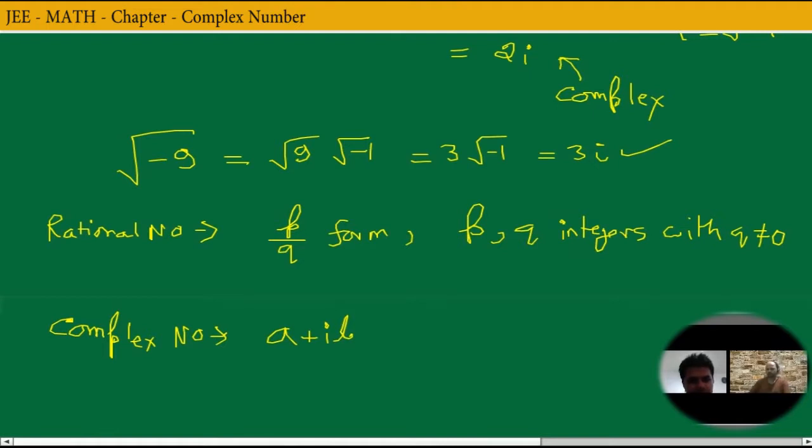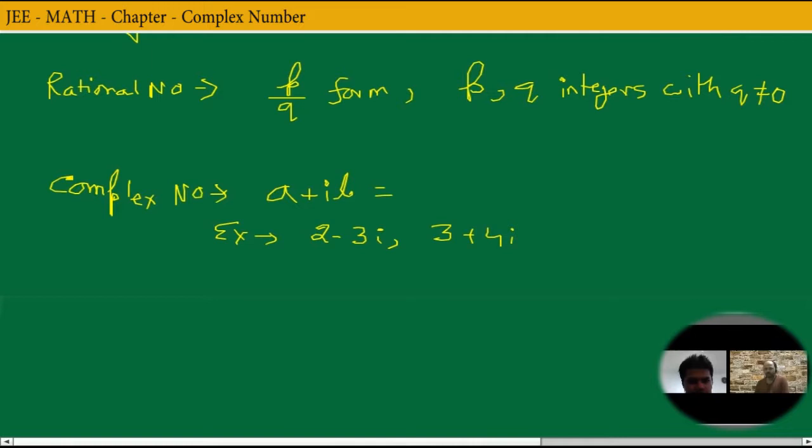A plus ib means, for example, 2 minus 3i, 3 plus 4i. Does it make sense? Yeah, okay. So there are two parts basically for a complex number.